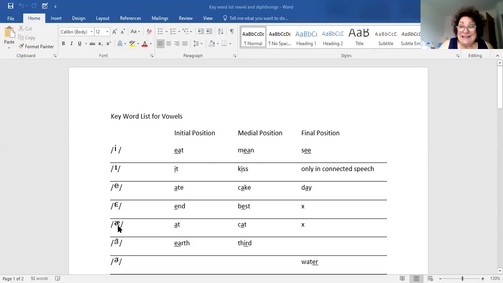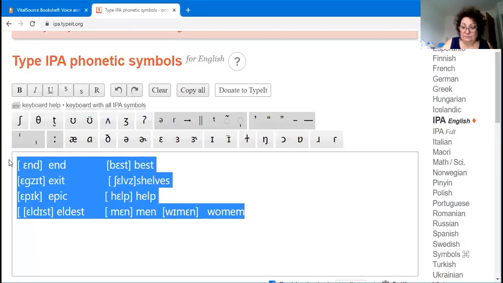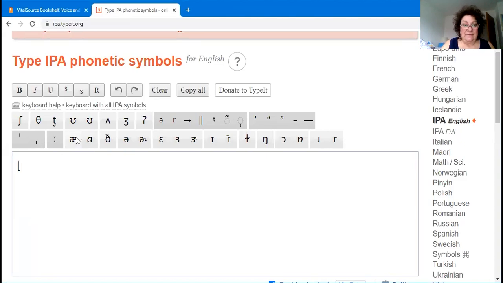That's a lot, but it does take more time on your part. The next sound is a sound that we tend to nasalize in this region. It's the sound of æ, at, cat. And again, no final position sound. So we'll go back to our keyboard. And we have æ-t, at, and then we have k, æ-t, cat.